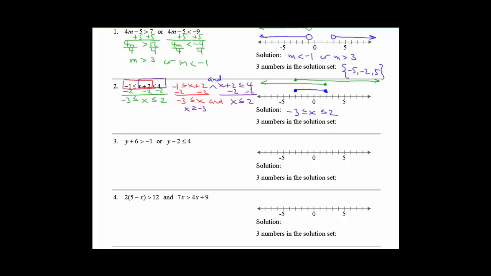Now we just take the overlap of those two. What are the numbers that are in both? Because we're combining with the word and, you can see that it's the numbers between negative 3 and 2, and we get the same solution as we did when we solved it the first way, where I put the work in green. So I prefer that method. Rather than separating into 2 separate inequalities, I prefer just doing it all in one.